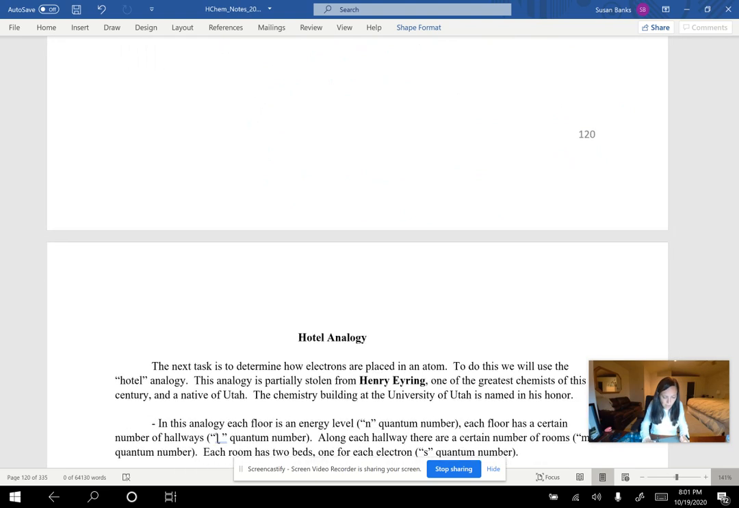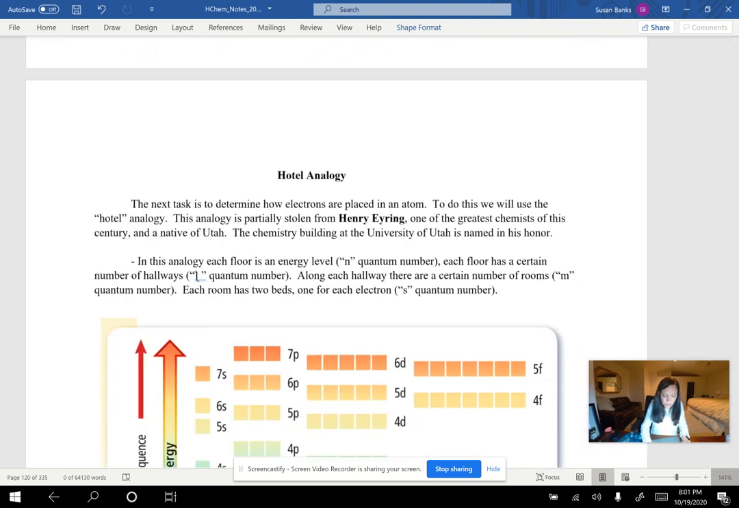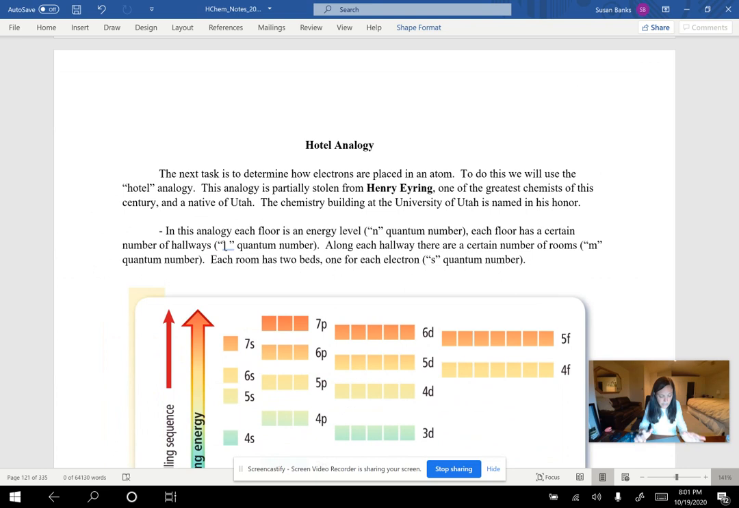All right? When we get into this tomorrow, or not tomorrow, but the next time, we're going to start talking about placing these electrons using the quantum numbers in the hotel analogy. Now, the hotel analogy is something that I really, really like. It's done by Henry Eyring, who, for those of you who know Henry B. Eyring, who is a prominent figure here in Salt Lake City, Henry Eyring was his dad.